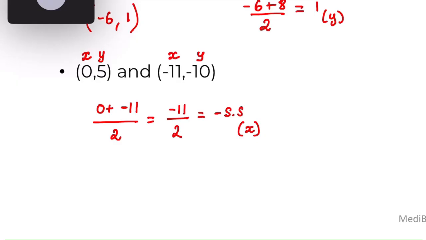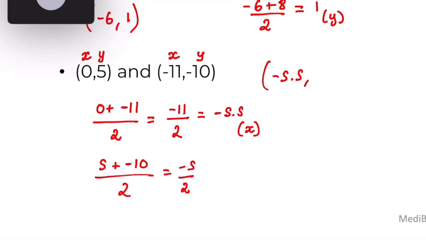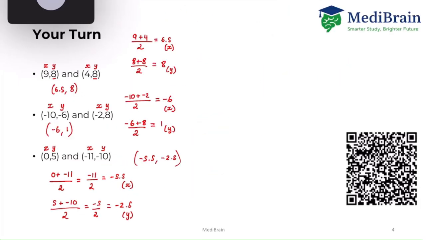Okay, let's do the same for the y. So we know our x is going to be minus 5.5. Our y is going to be 5 plus minus 10 divided by 2. 5 minus 10, plus and minus together makes a negative. 5 minus 10 gives you minus 5. And then minus 5 divided by 2 gives you minus 2.5. Okay, so it's going to be minus 2.5, and that's going to be our y. So well done, everyone. Even on the forms, I can see a lot of correct answers. So we've got minus 2.5.